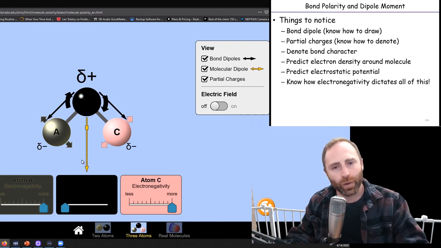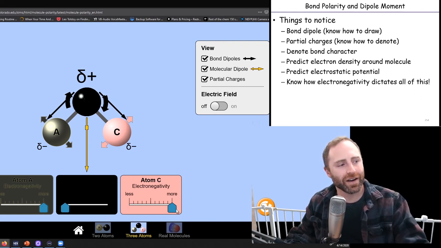So where the yellow arrow is pointing is where we would expect to find the most electronegative portion of the molecule. It's also where we would expect to find the most electron density. Where the positive side of that arrow is, here around atom B, is where we would expect to find the least amount of electron density.